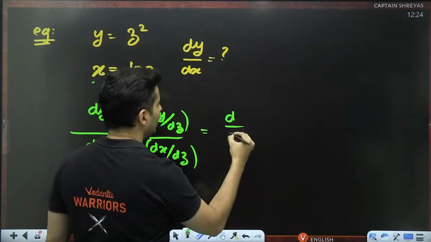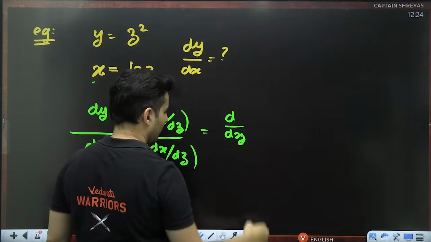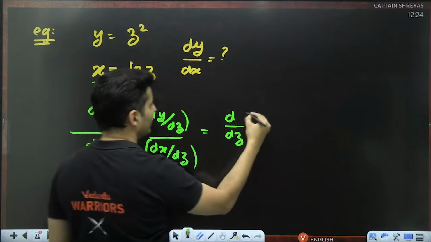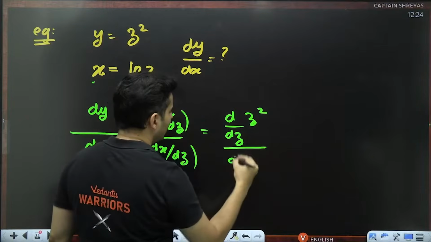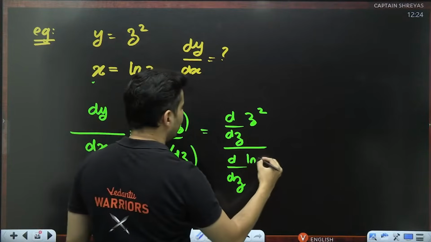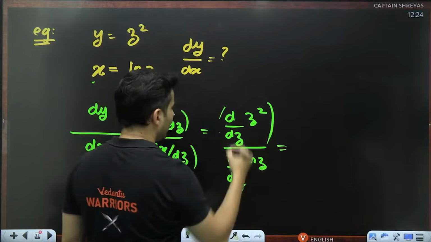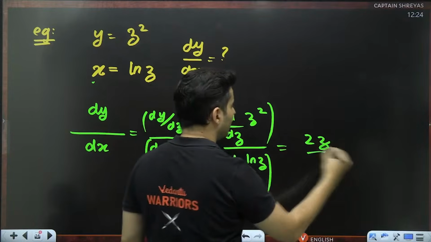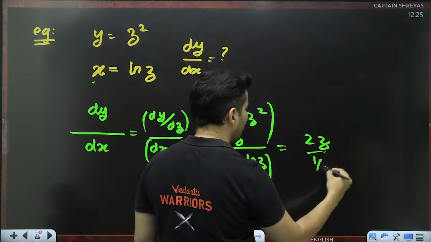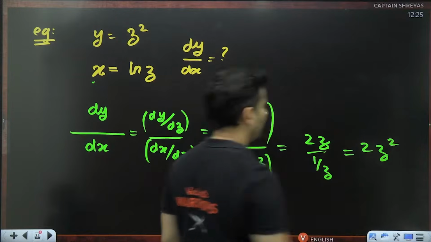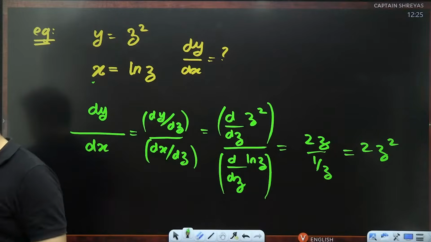So this will be d by dz of y, which is z square, upon d by dz of x. What is x? It is nothing but ln z. Okay, this is separate numerator and denominator. As z square's derivative is 2z, and ln z's derivative is 1 by z, z goes on the top and it becomes 2z square. That is the answer.